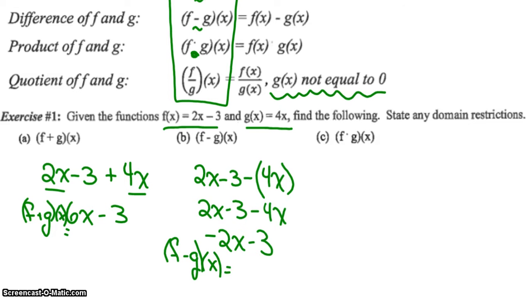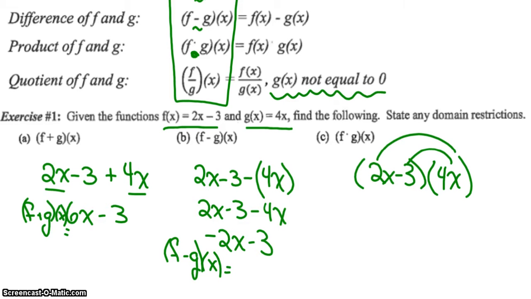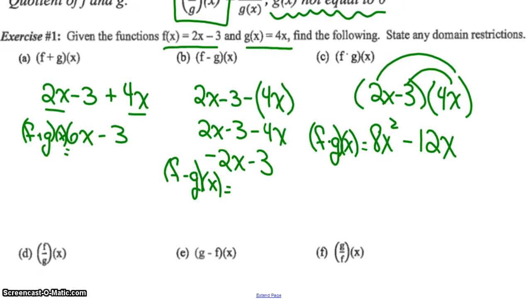Coming over here, now we're going to multiply them. So 2x minus 3 times the 4x. You want to make sure both terms get multiplied there. So you're going to get 8x squared minus 12x. And that will be the multiplication. Scroll down. There's one more.